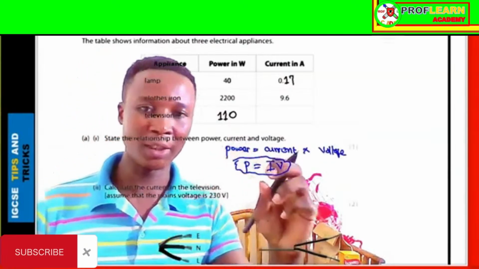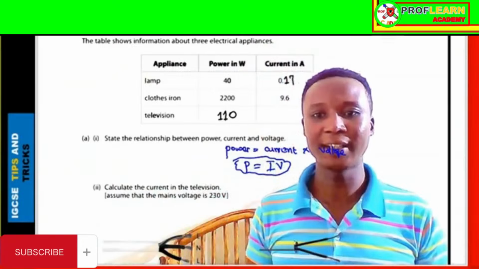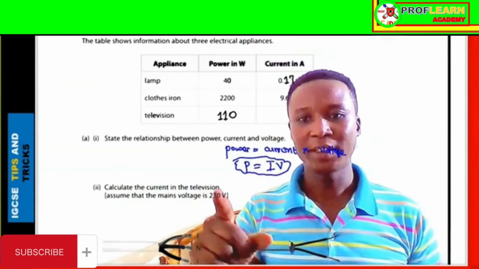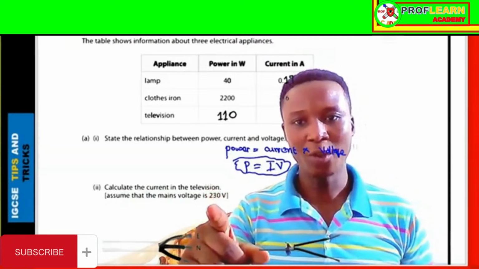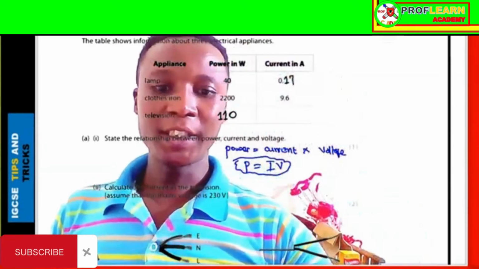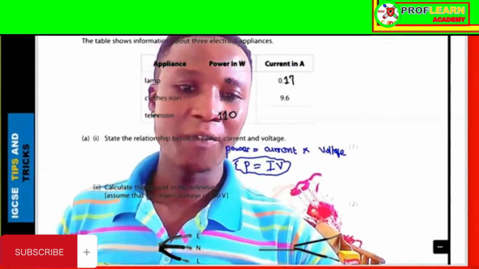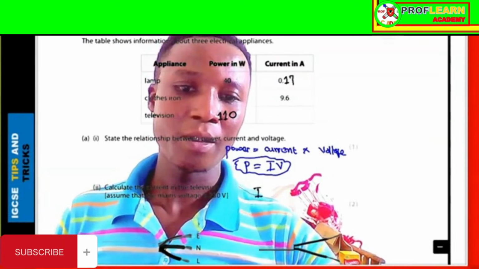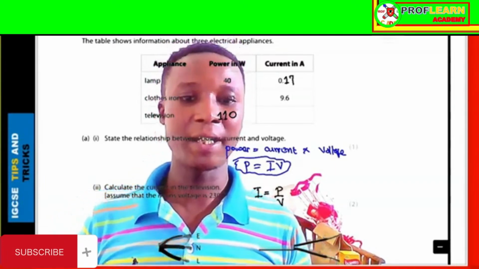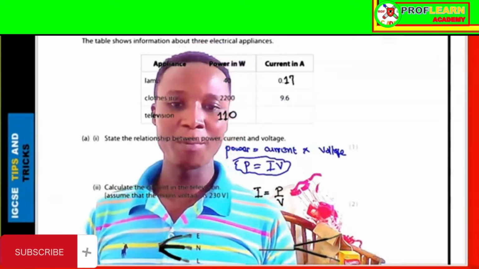After stating this relationship, we can now answer Roman 2 because we are required to calculate the current in the television set. We are told that the mains voltage is 230 volts. But remember, we are given the power rating. Therefore, if the power rating is given as 110, we can say current equals power divided by voltage. What I've just done here is rewriting the formula so that I can make current the subject of the formula.